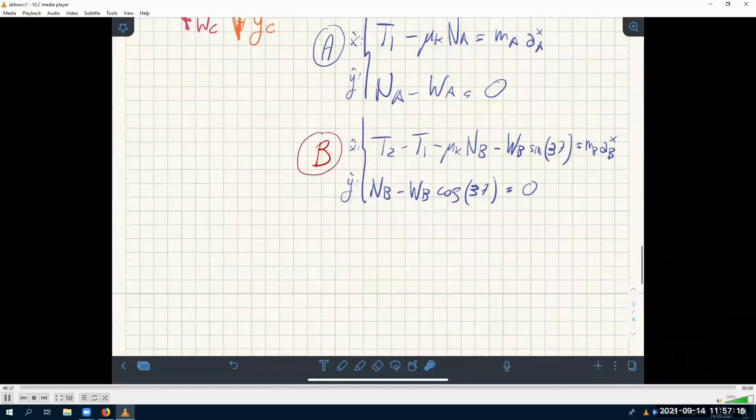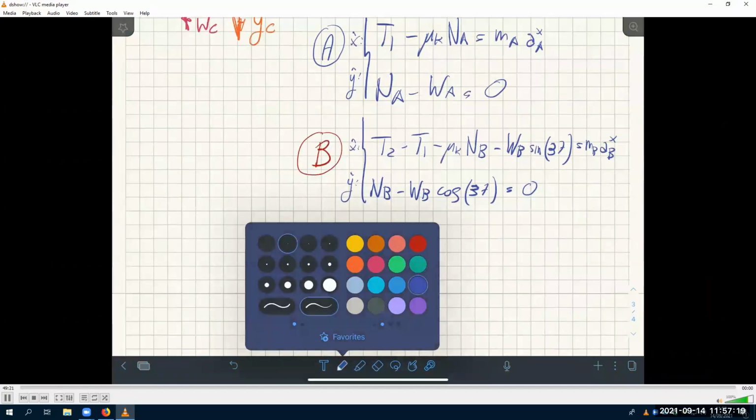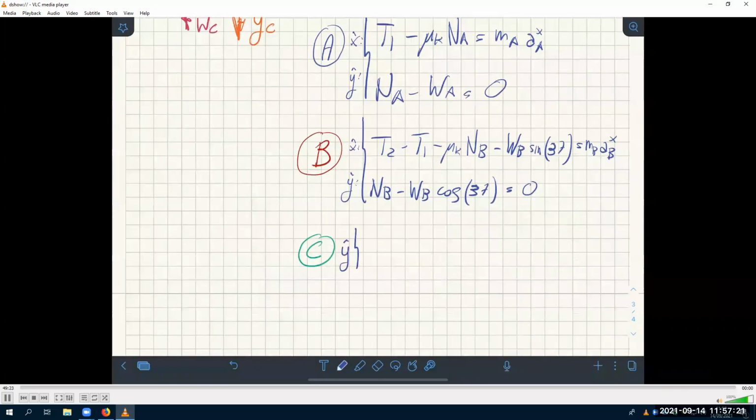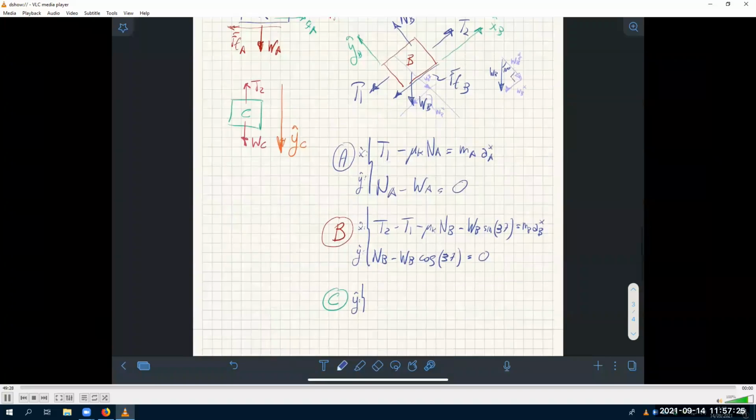And let's do C. Well, C is very easy. We only need one equation for C, which is along Y. What's the equation? So WC minus T2, because I'm using this weird thing, okay? Yes?